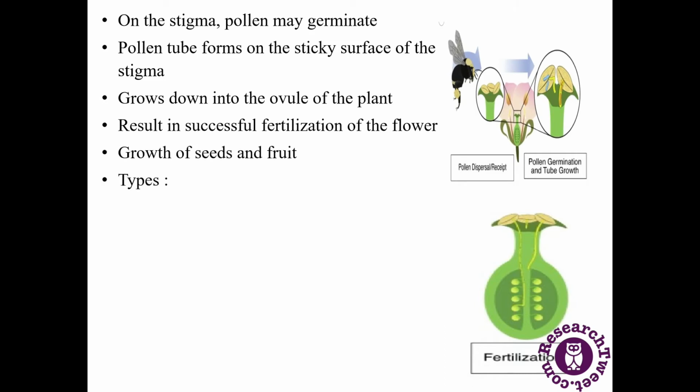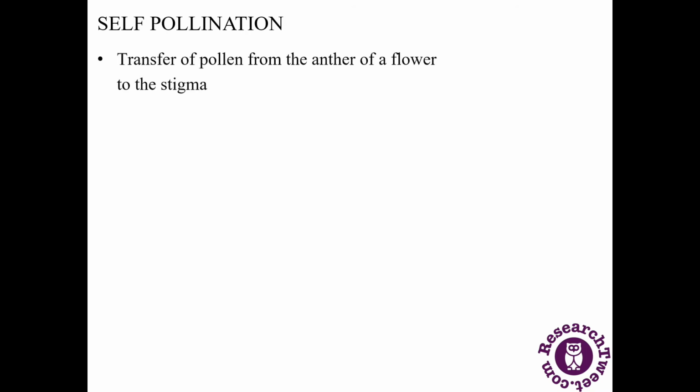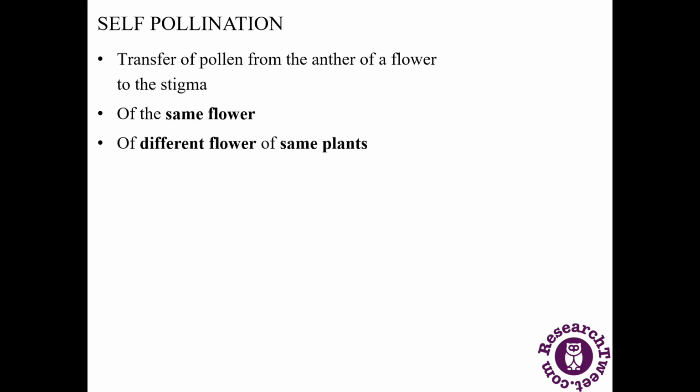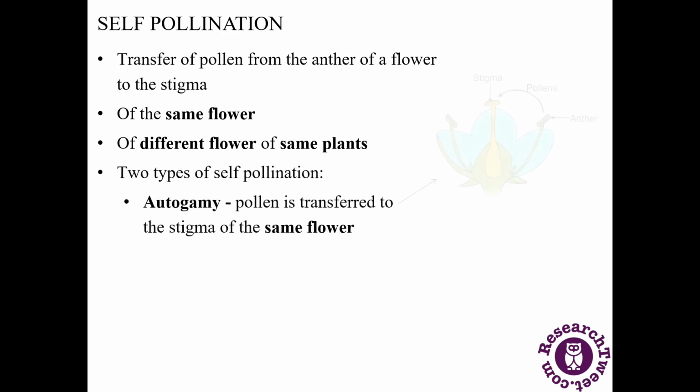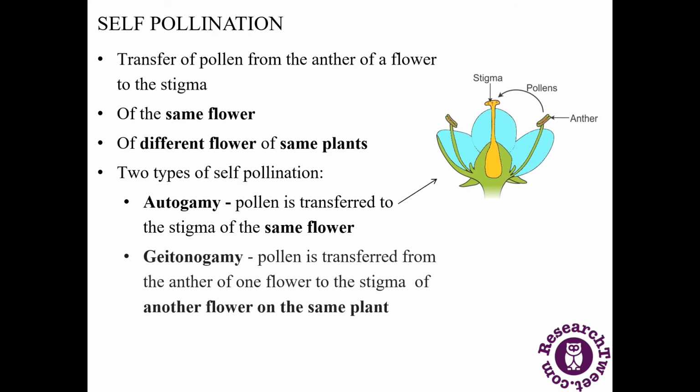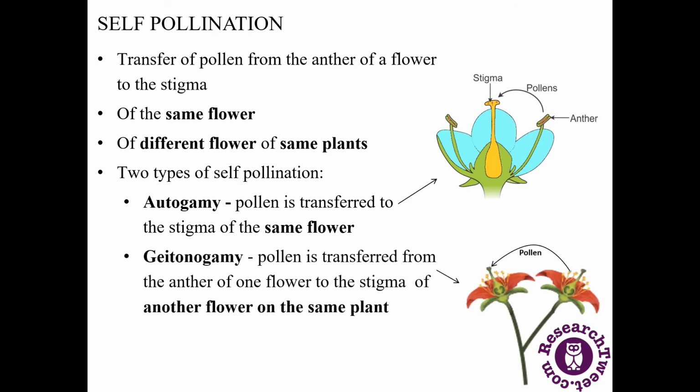Types of pollination: self pollination, cross pollination. Self pollination: the transfer of pollen from the anther of a flower to the stigma of the same flower or a different flower of the same plant is called self pollination. There are two types of self pollination: autogamy, where pollen is transferred to the stigma of the same flower; and geitonogamy, where pollen is transferred from the anther of one flower to the stigma of another flower on the same flowering plant.